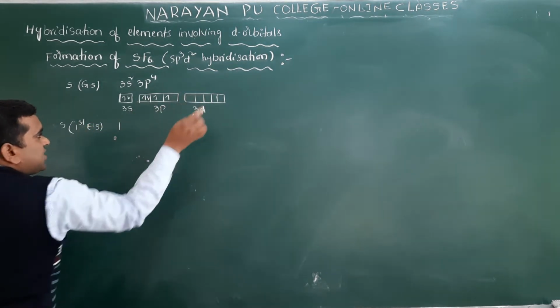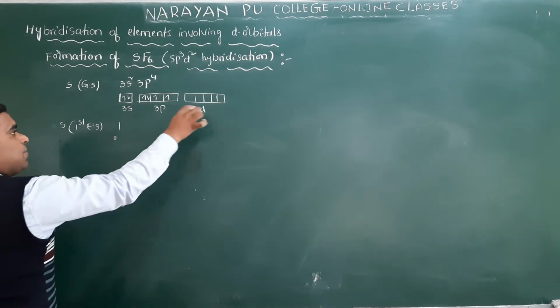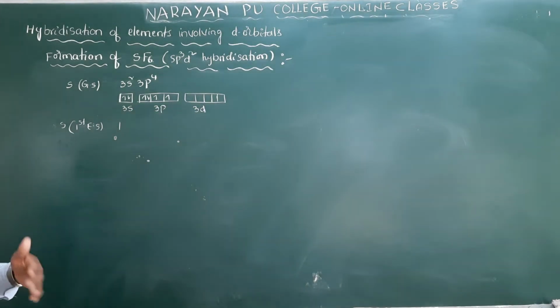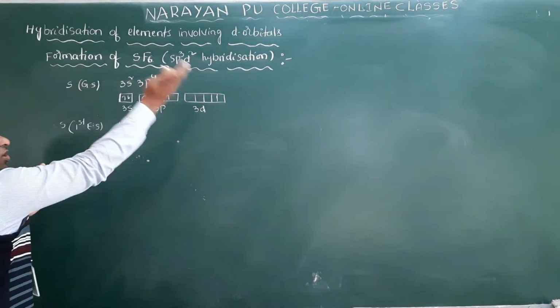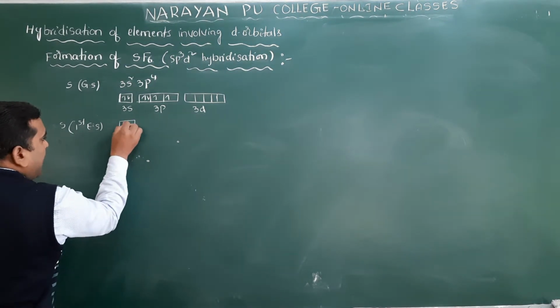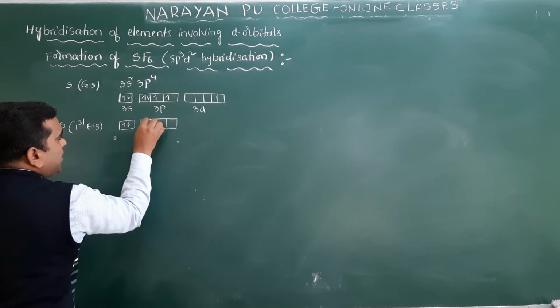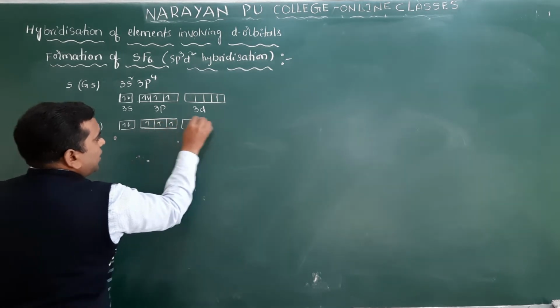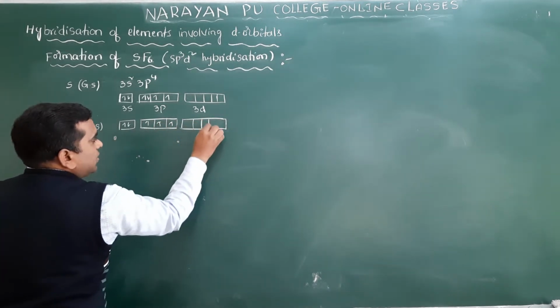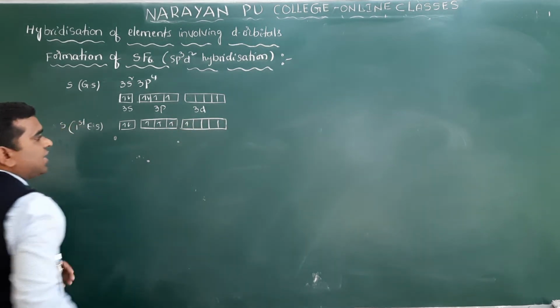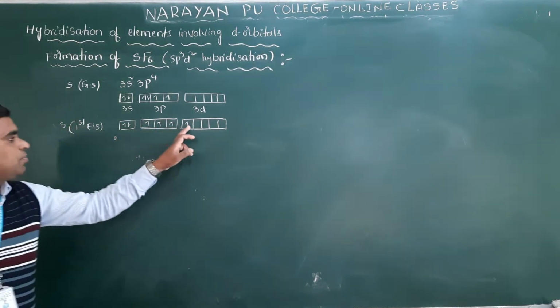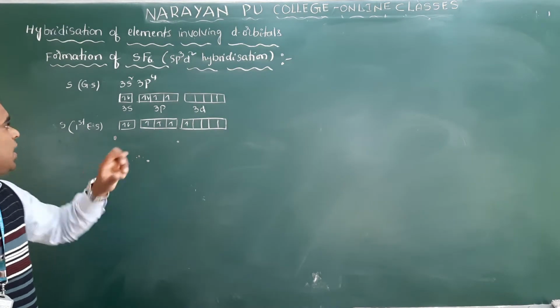One of these electrons will jump here because I already said 3s, 3p, and 3d orbitals have almost comparable energy. So one of these p electrons can jump into which orbitals? D orbitals. Five d orbitals will be there. Clear? But here, how many unpaired electrons are there? 4 unpaired electrons are there.